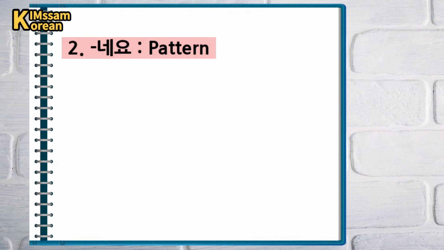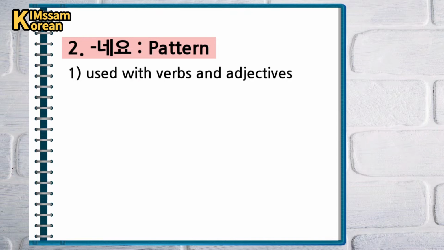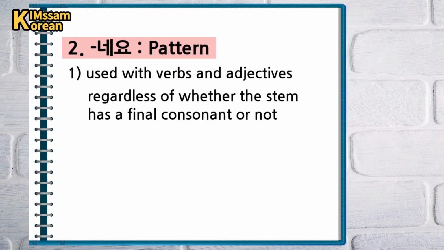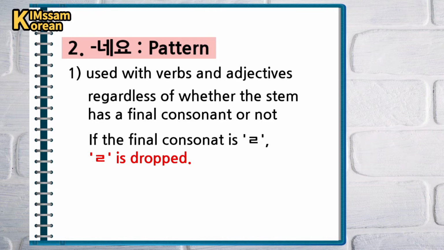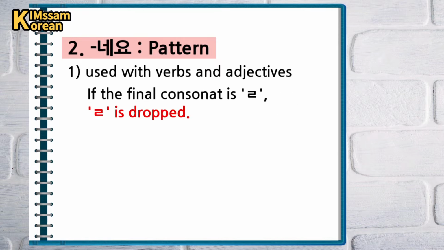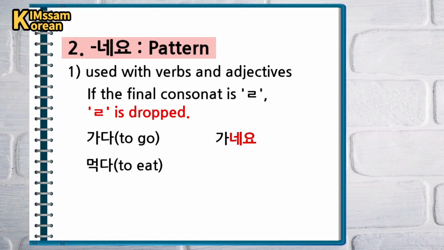Then how do you make the pattern of neyo? 1. Neyo is used with verbs and adjectives regardless of whether the stem has a final consonant or not. Only if the final consonant is ㄹ, it is dropped. For example, 가다 to go is changed to 가네요. 먹다 to eat is changed to 먹네요. In the case of 살다 to live, the stem of 살다 finishes with the consonant ㄹ, so ㄹ is dropped and it becomes 사네요.